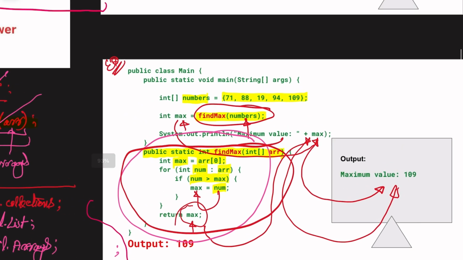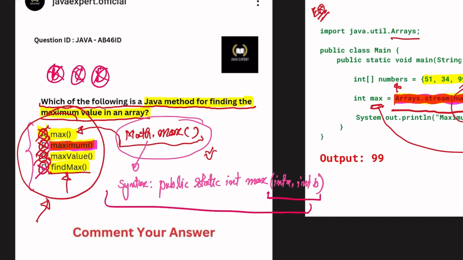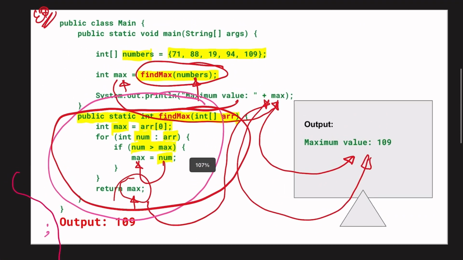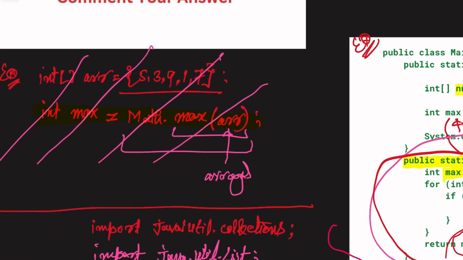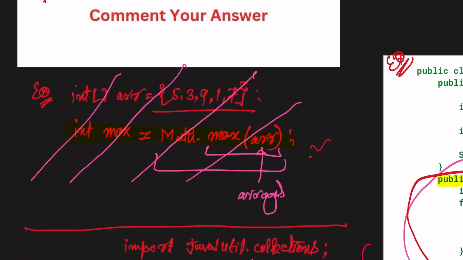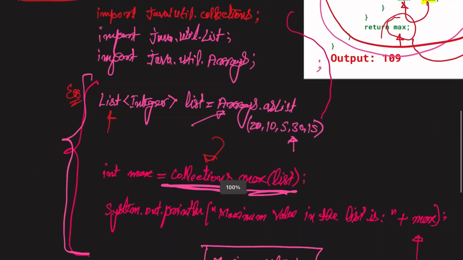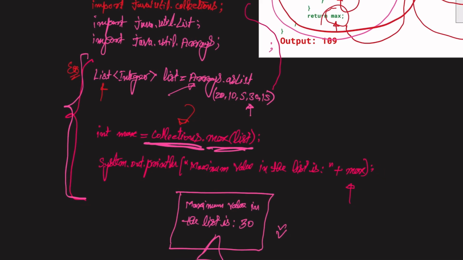So now we have completed this question and we have checked all these options. We have learned this program for finding the maximum value. And this is the way which we have seen not to follow, because this is the wrong way. And here we have written code for finding the maximum value for the list from the Collections class. Okay, so that is all for this lecture.